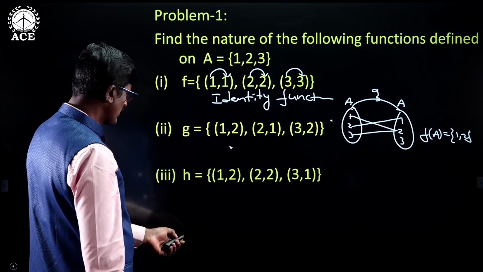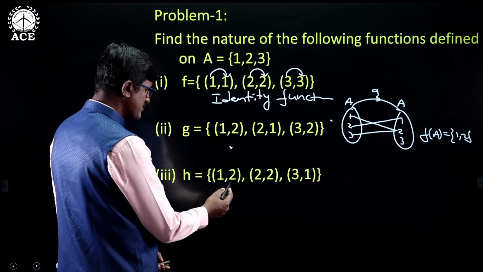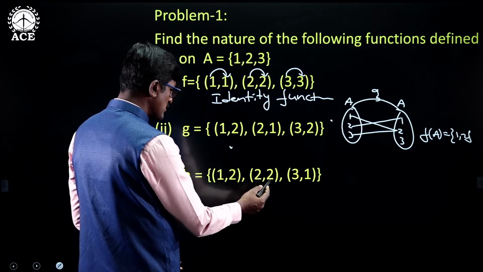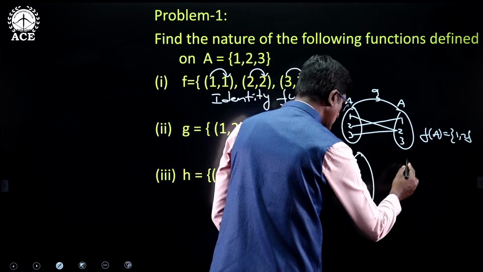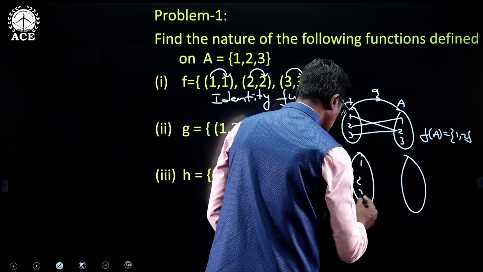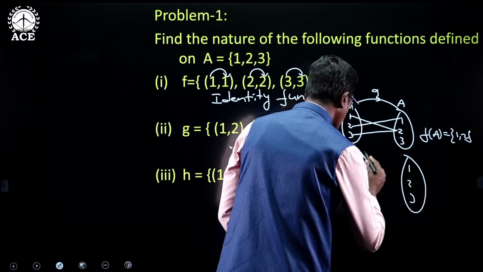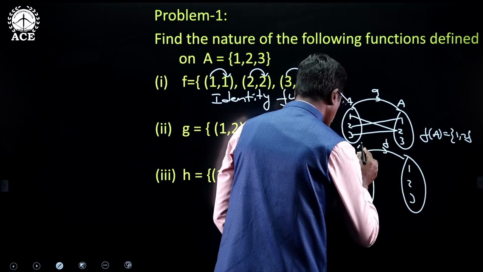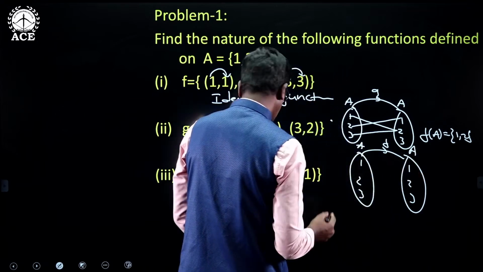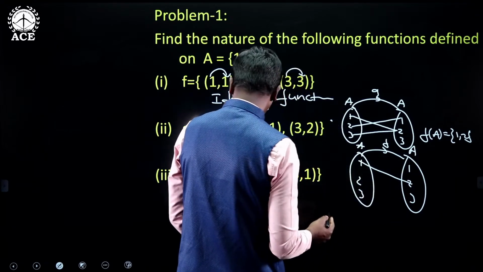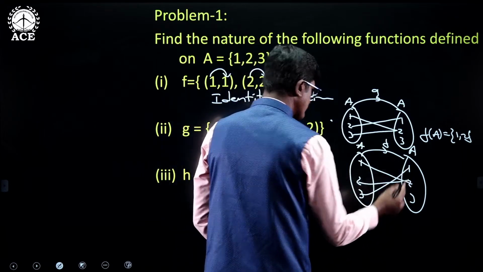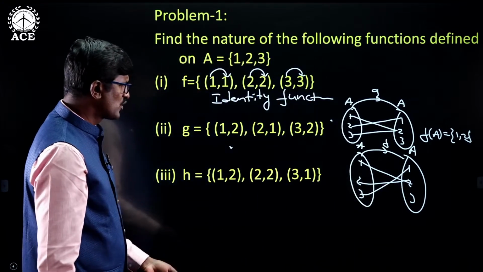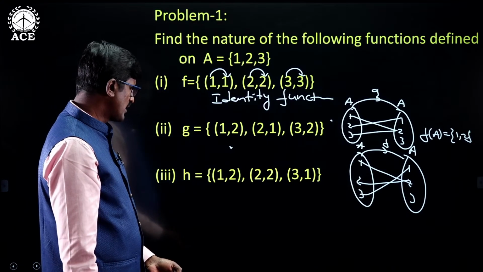And look at this one. If you look at this, 1 is mapped to 2, 2 is mapped to 2, 3 is mapped to 1. So 1, 2, 3, 1, 2, 3. This is the mapping F from A to A itself. 1 is mapped to 2, 2 is mapped to 2, and 3 is mapped to 1. Same, that is only a function, but it's not one-to-one and onto.